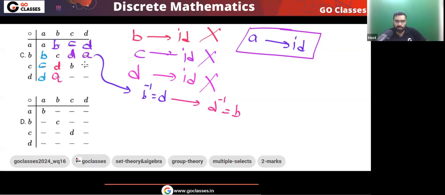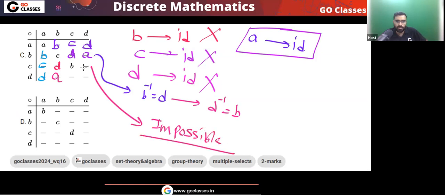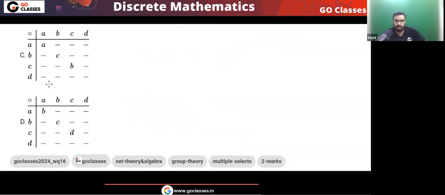Again, this is impossible. So here again, you got impossible. You cannot move further. Is this point clear? You cannot fill this entry. Very simple. So this is also impossible to create a group. For this also I can say impossible to create a group.